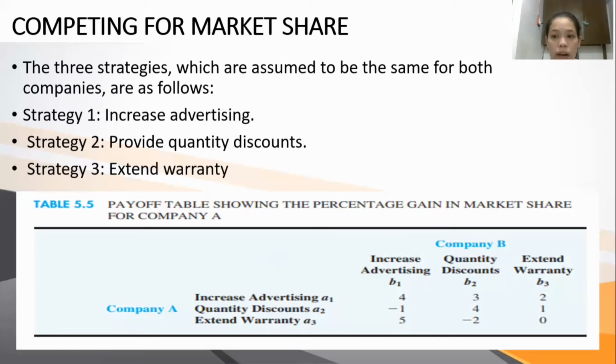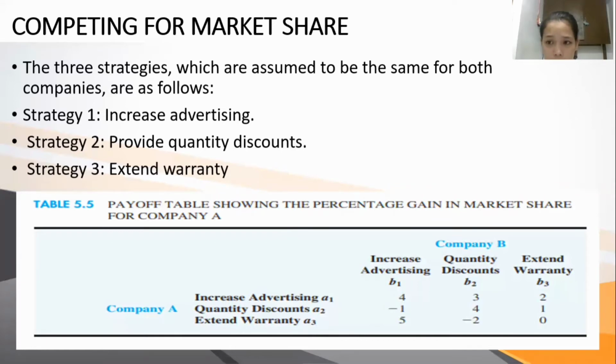If company A provides A2 and company B provides B1, then there will be a decrease of 1% to the market share of company A and an increase of 1% to the side of company B. If company A provides A3 and company B provides B1, then there will be an increase of 5% to the side of company A and a decrease to the side of company B.